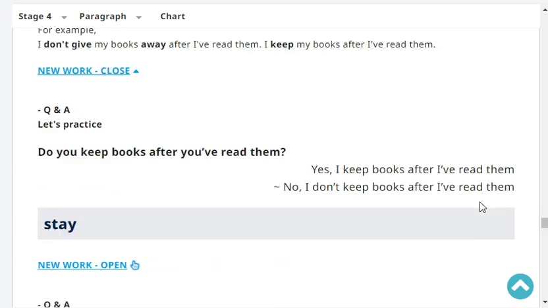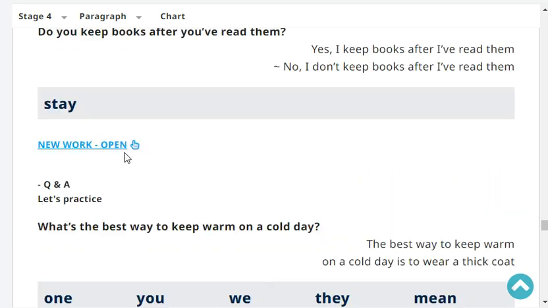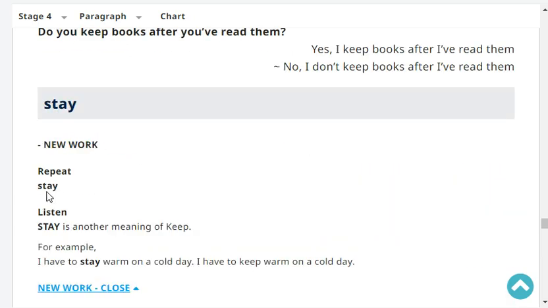Okay, let's practice. Do you keep books after you read them? Yes or no? Yes, I keep books after I've read them. Very good. Next, repeat. Stay. Stay. Very good.